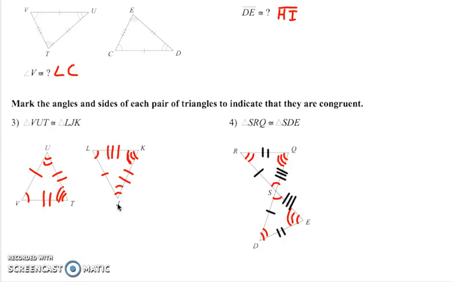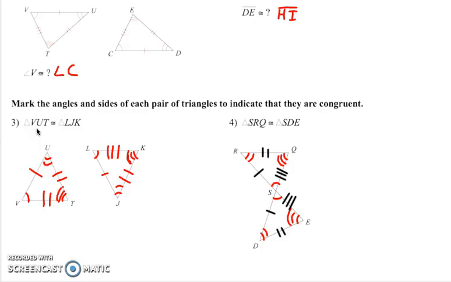Number 3 on the first page, we're going to mark the angles and sides of each pair of triangles to indicate that they are congruent. Remember what we talked about: order matters. We know that angle V is going to correspond with angle L because they're both in the same position. So go ahead and put a 1 arc mark at each triangle regarding those corresponding angles. Same thing with U and J, and angle T and angle K. They're in the same position.